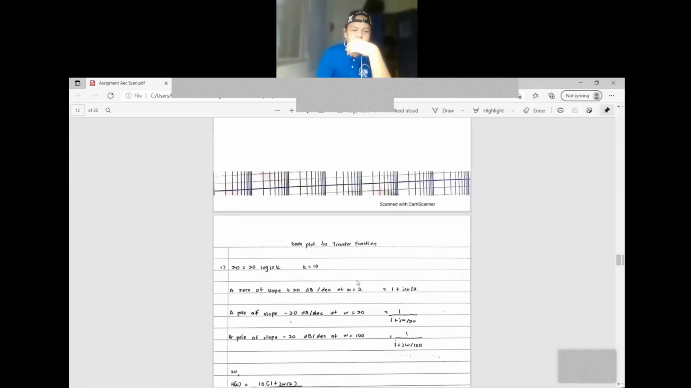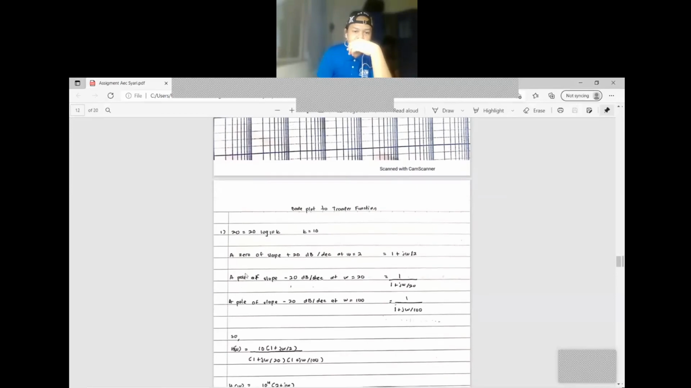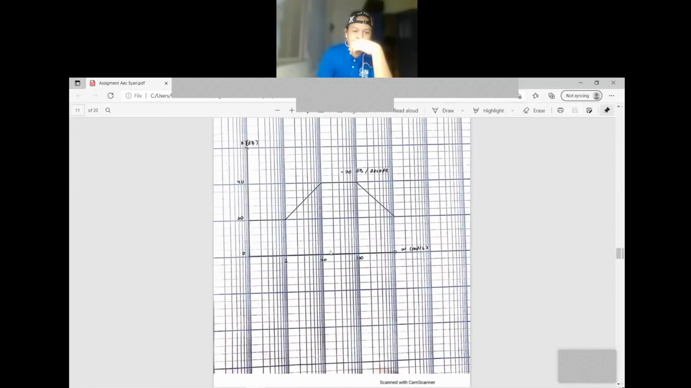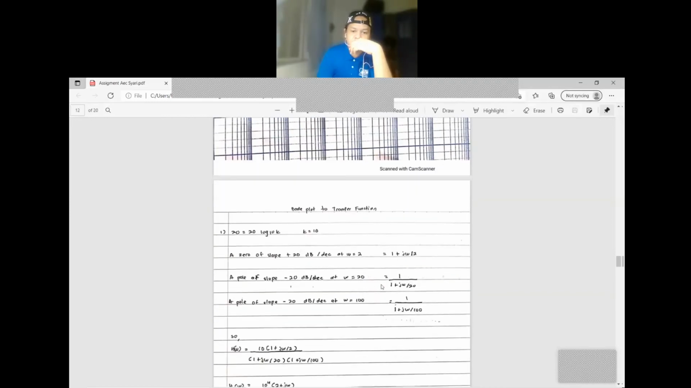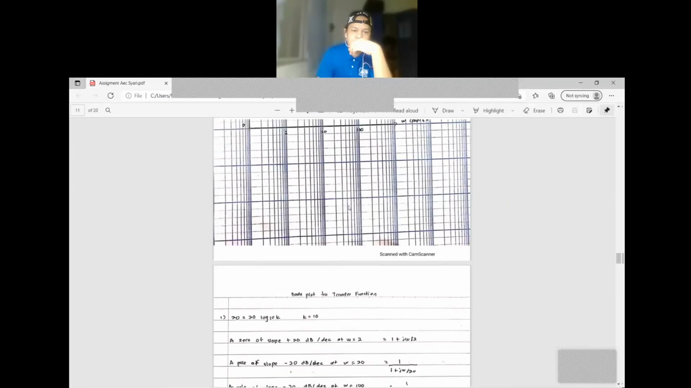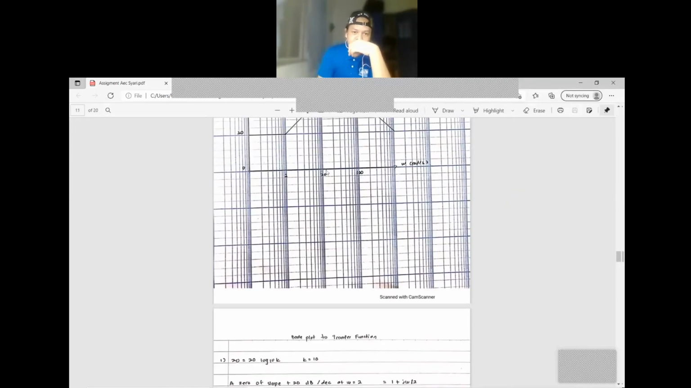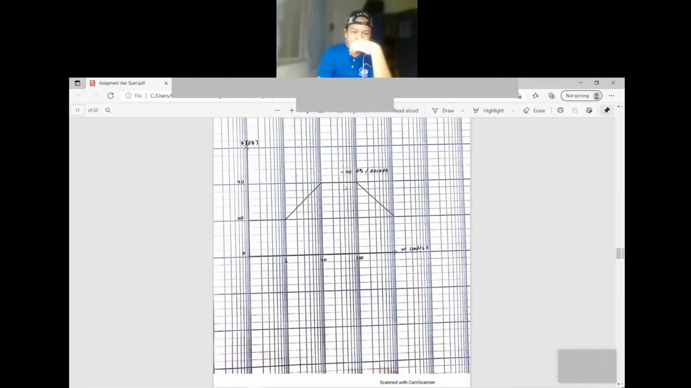Then for a pole with slope negative 20 dB at omega 20, we look at omega 20. It's going in a straight line to 100. So we write down the formula 1 divided by 1 plus j omega divided by 20, where we get the 20 from the omega constant, the start of the straight line.